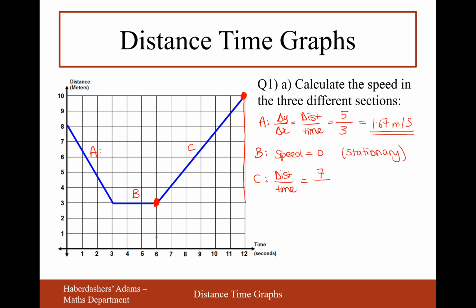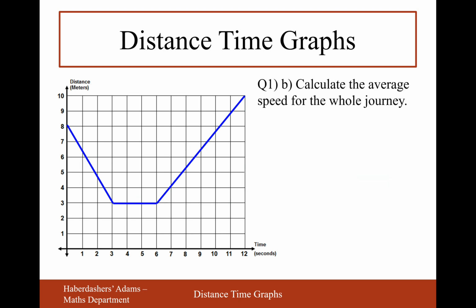And from this starting point here, we started at 6 seconds up to 12 seconds. So that will be a run of 6 seconds. So 7 divided by 6 is about 1.17 meters per second. And there we are, those are the 3 answers to these questions here.